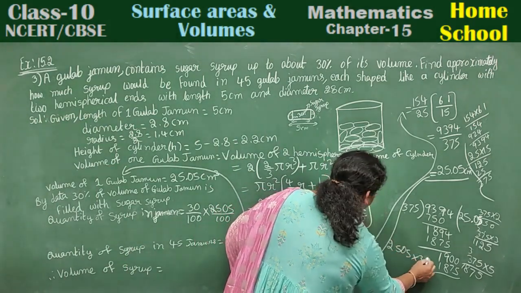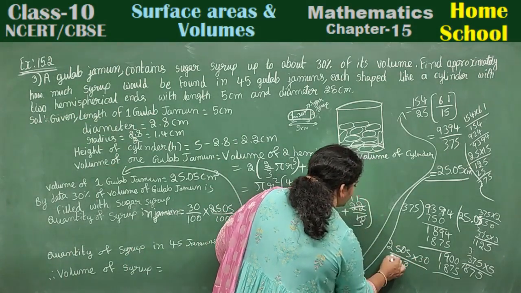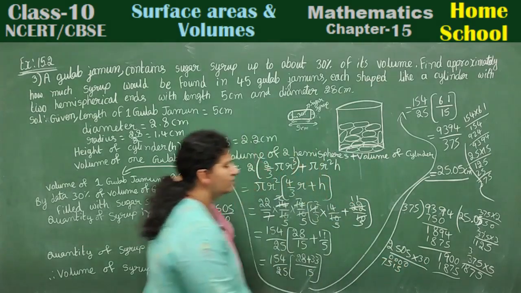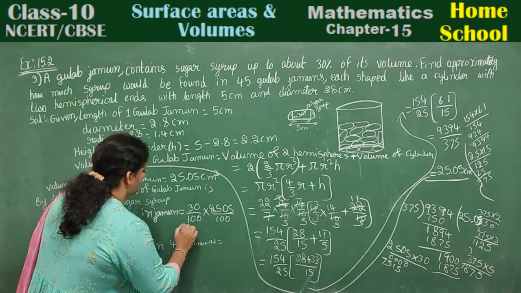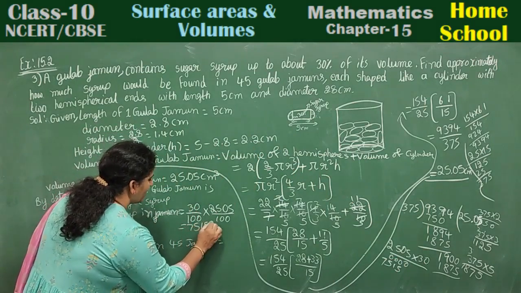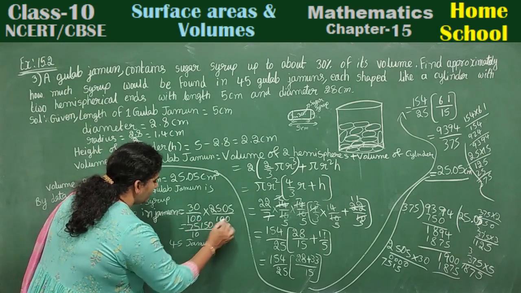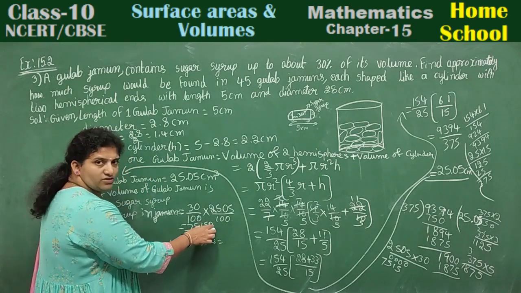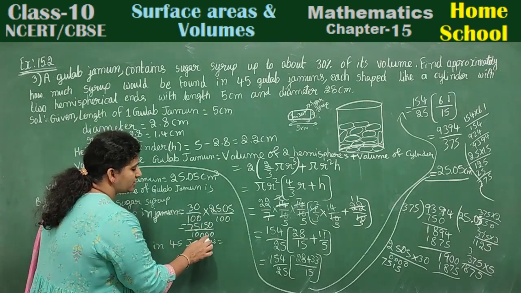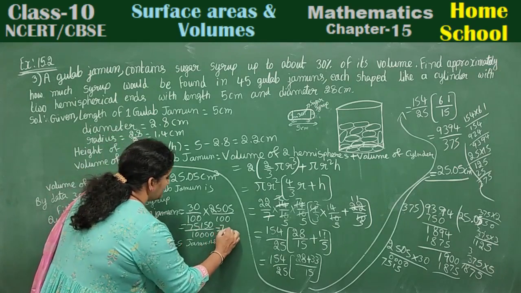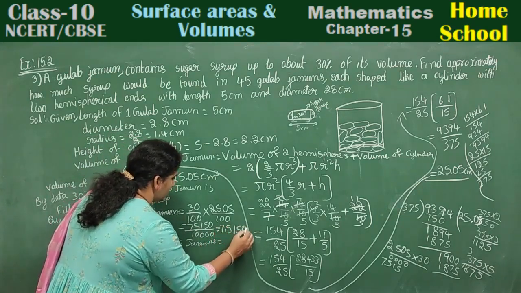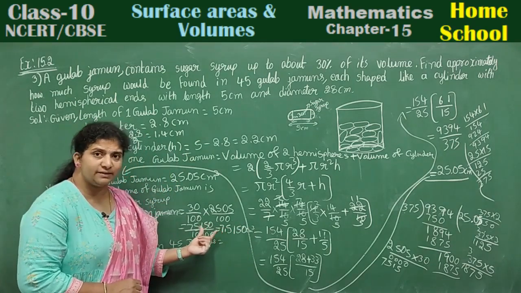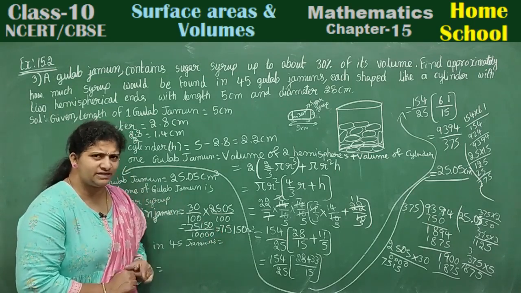2505 into 30. 4 zeros. And again 3 5s, 15, 1. 15, 7. 75150. That will be 75150 by 100 into 100, which is 10,000. So now shift these zeros, meaning the decimal point, after how many digits? 1, 2, 3, 4. That will be 7.5150 centimeter cube.